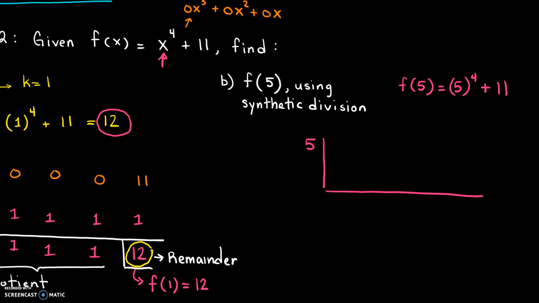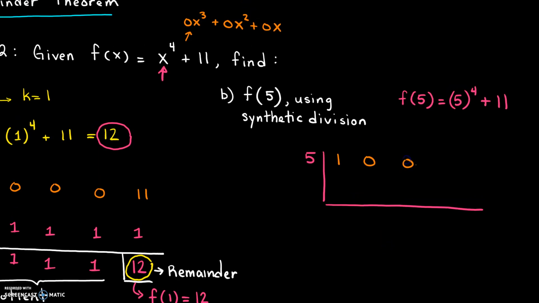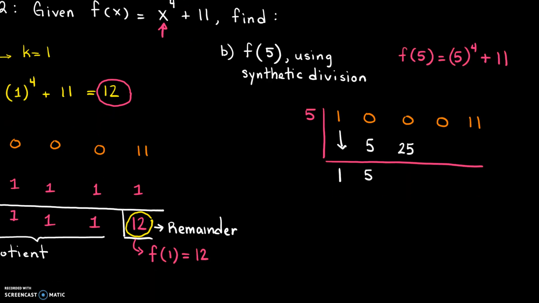Again, remember the coefficients were 1 for x to the 4th, 0 for x cubed, 0 for x squared, 0 for x, and then we had 11. If I just go through the motions here, I'm going to drop down the 1. 1 times 5 is 5. 0 plus 5 is 5. 5 times 5 is 25. 0 plus 25 is 25.